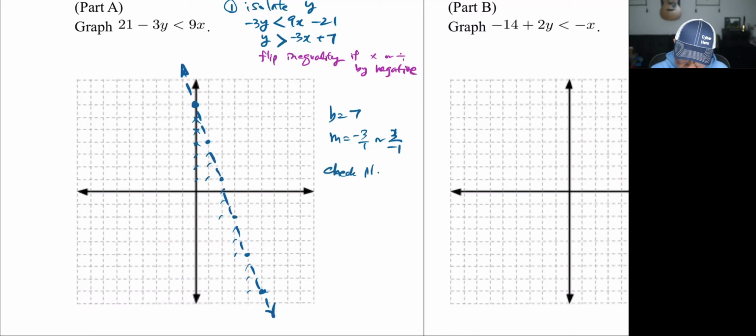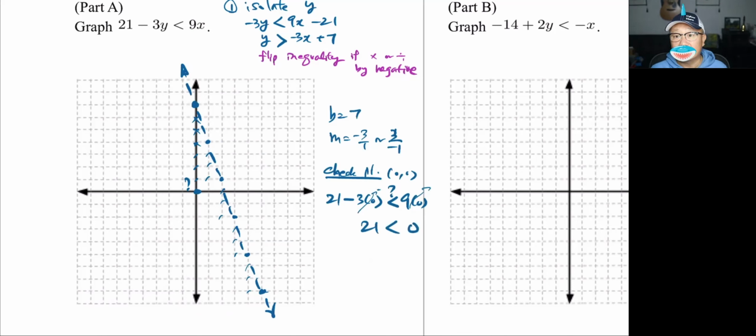Once again, the easiest point is 0, 0, right? Does that work? Question mark. So I like to go back to the original equation always when I do that. That's 21 minus 3 times 0 less than 9 times 0. That's a question mark, right? So that's a 0, that's a 0. So the question is, is 21 less than 0 ever?